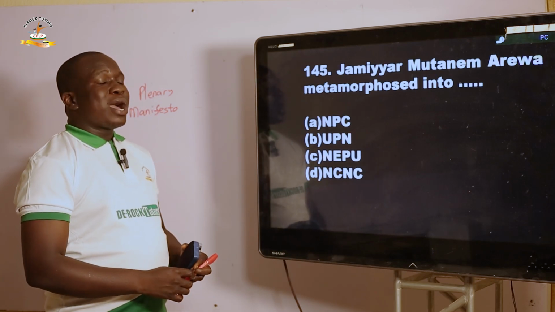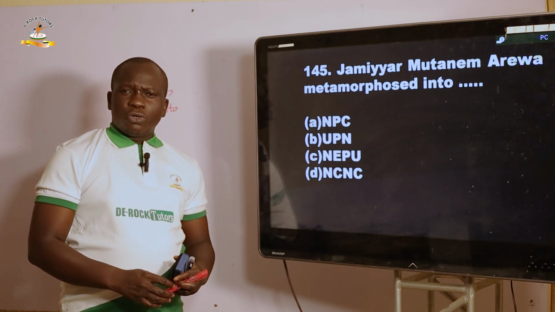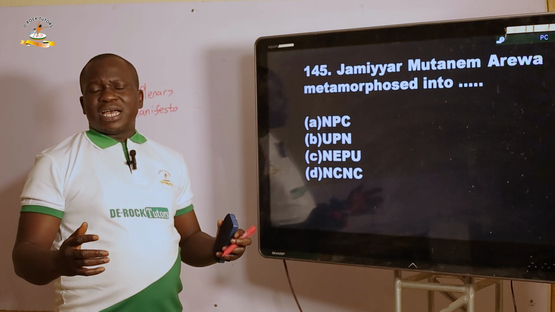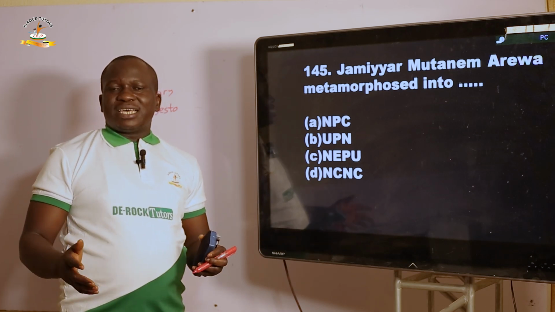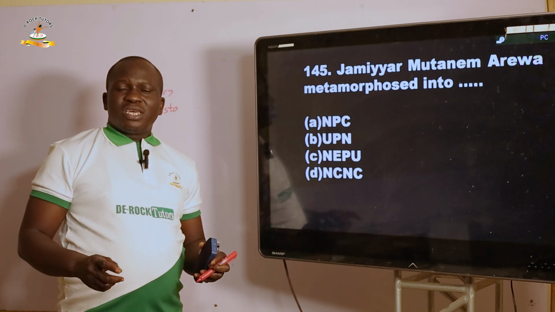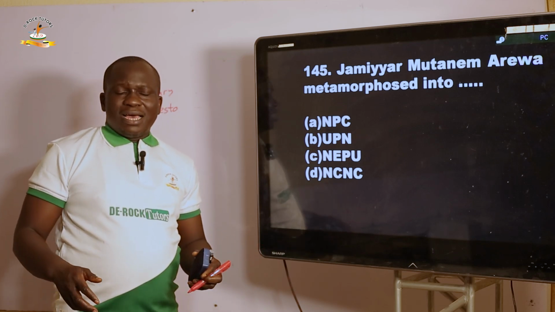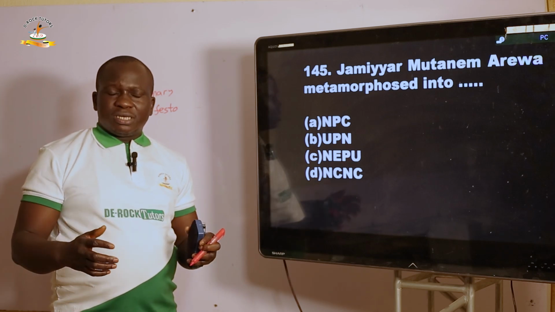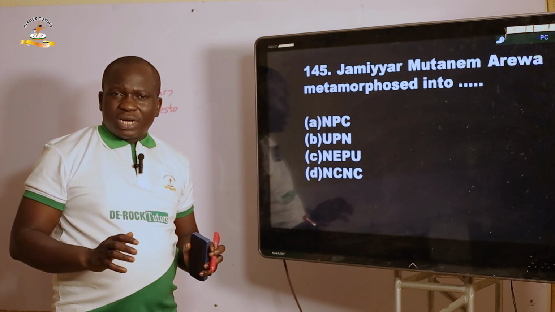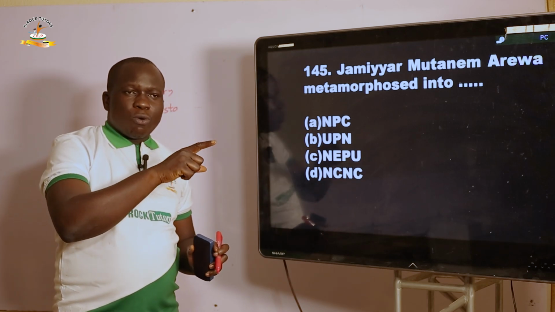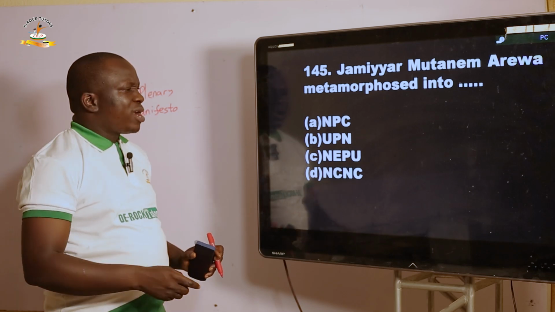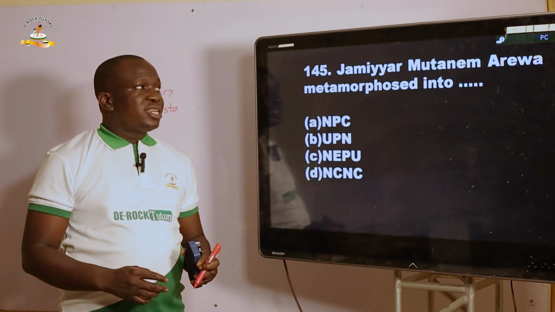Jamia Mutanen Arewa metamorphosed into what? We had a political party called Northern People's Congress, established by Sir Ahmadu Bello, and it had people like Issa Kaita. It had people like the first Kano. It had people like Abubakar Tafawa Balewa, and so on and so forth. They established NPC, but before establishing NPC, they belonged to a socio-religious organization called Jamia Mutanen Arewa, and NPC, Northern People's Congress, was formed in 1951. So the correct answer here is A, NPC. Now to the next question.